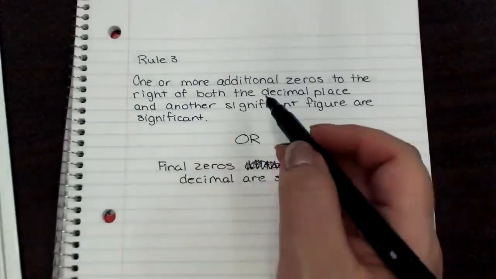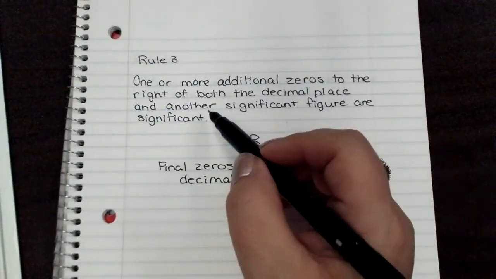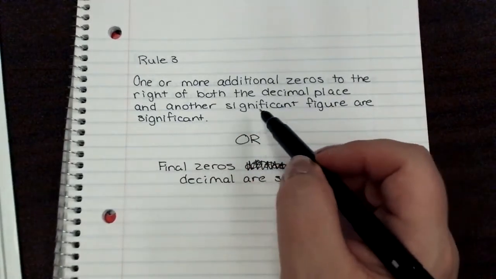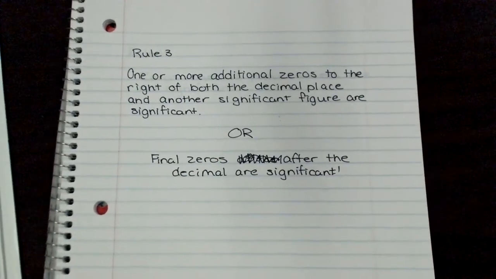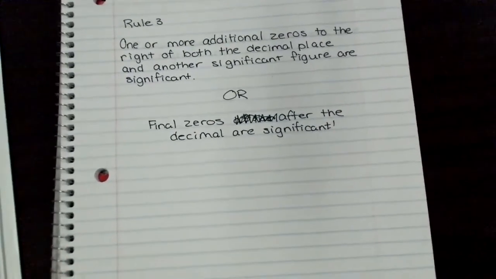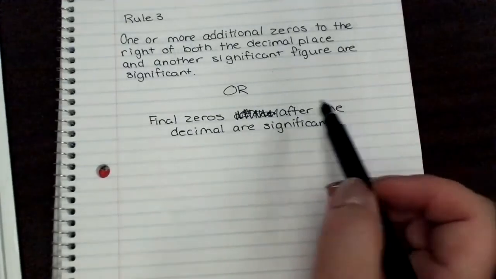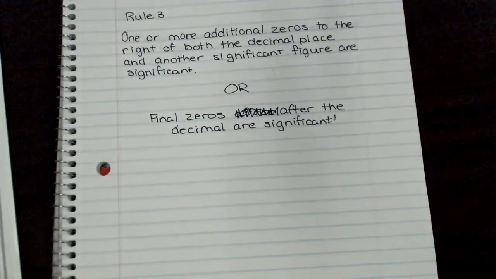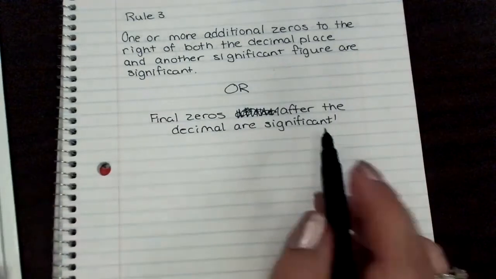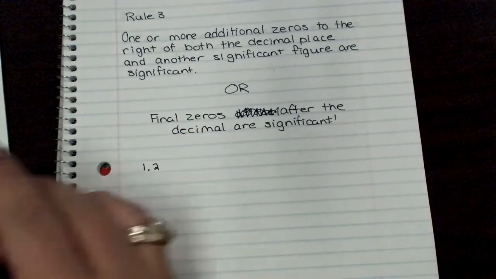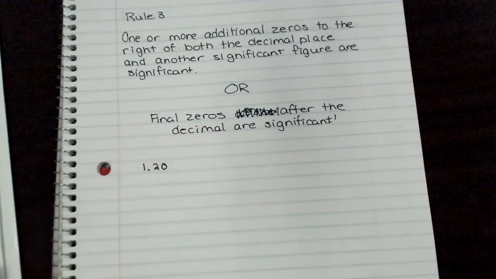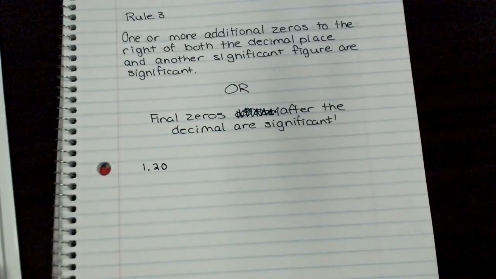The rule states that one or more additional zeros to the right of both the decimal place and another significant figure are significant. But I don't like that definition, so instead I use the one that my chemistry teacher taught me. Final zeros after the decimal are significant. I tell students that when you write a number like 1.2, that's good, but if I say 1.20, that shows that I am being very precise.